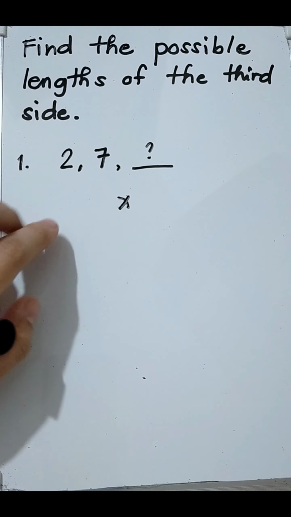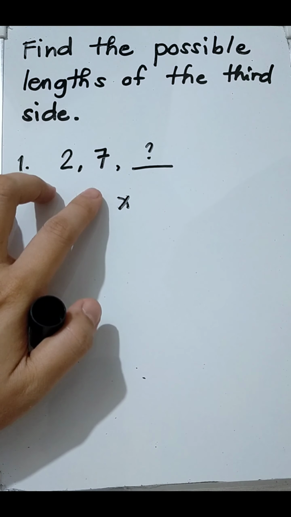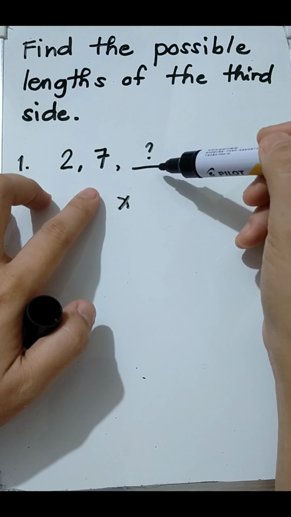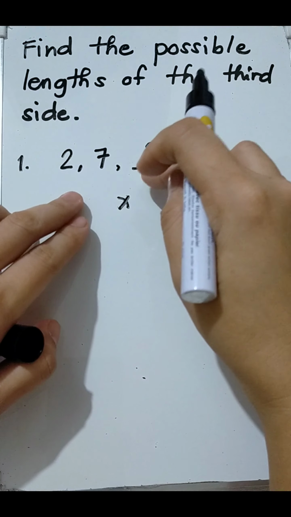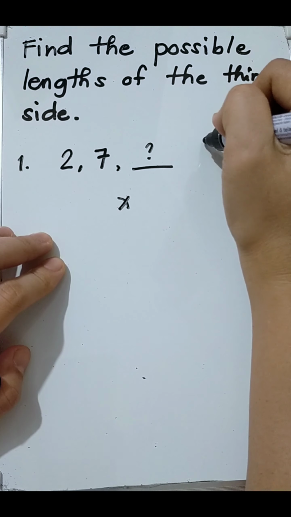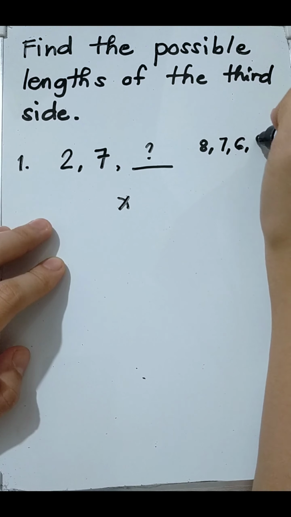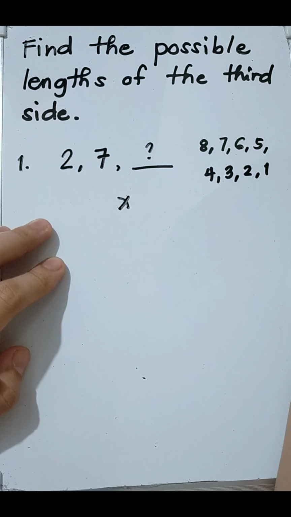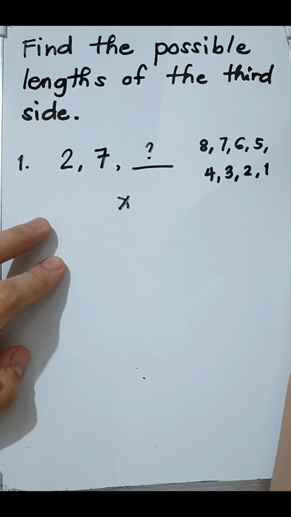Ano na ba yung pwede? So, i-add natin tong dalawa. 2 and 7 is equal to 9. Okay. So, dapat, yung sum nito ay greater than the third side. So, 9, ano ba yung less than 9 para pumasok doon sa sinasabi natin na a plus b should be greater than c. So, yun ay 8. So, pwede rin na 7, 6, 5, 4, 3, 2, 1. Okay. So, yun yung mga less than 9. Which is true naman. Tama naman to.